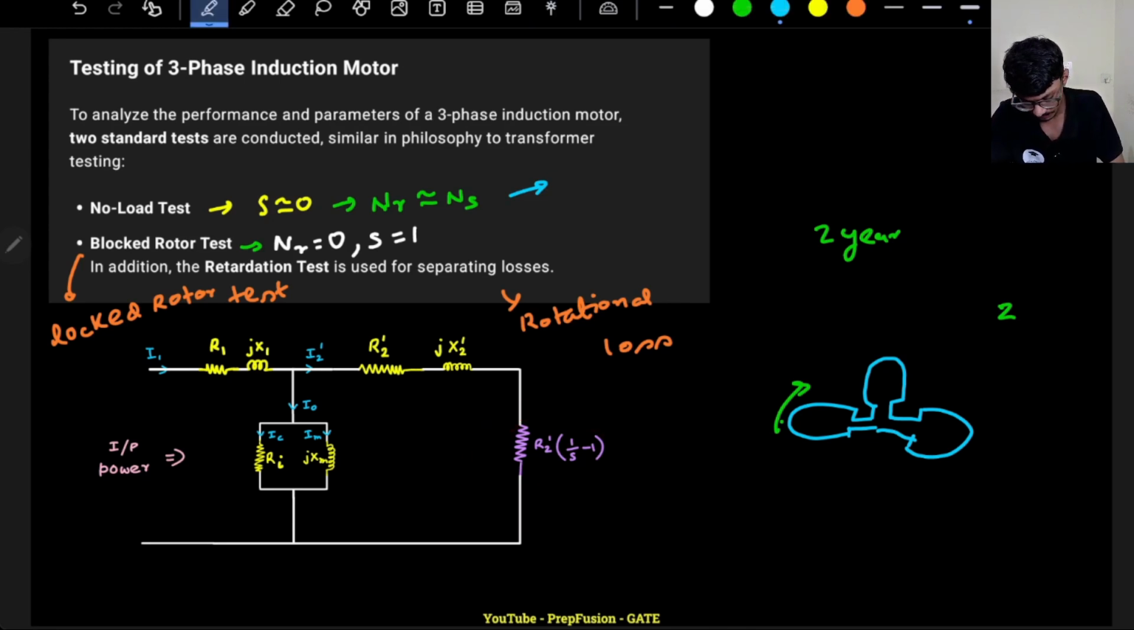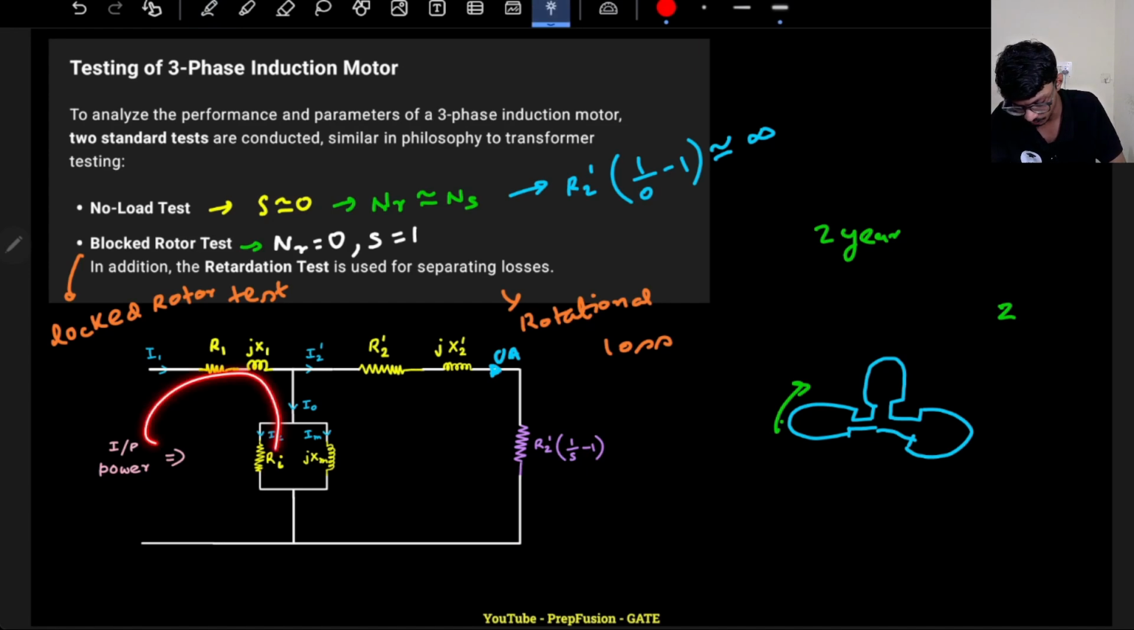So here, if S is tending to 0, this is 1 by 0 minus 1, so this will be tending towards infinity, right? So the resistance is very high. It basically means that the current through here will be very low, almost 0 amperes of current. So most of the current will flow through this, right?